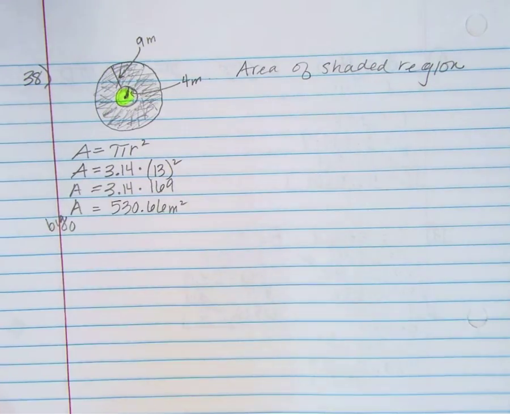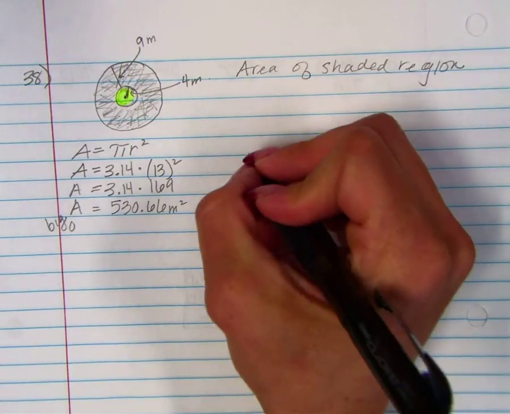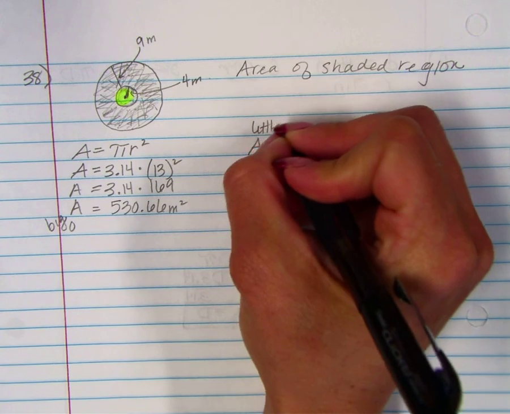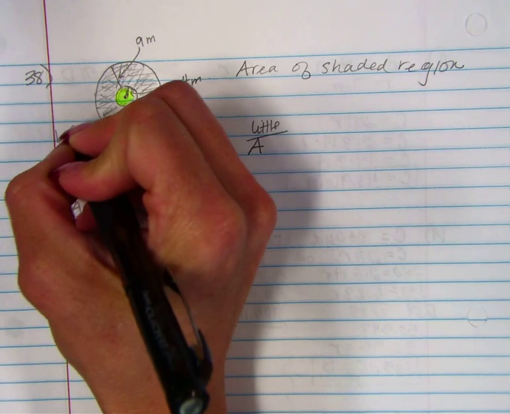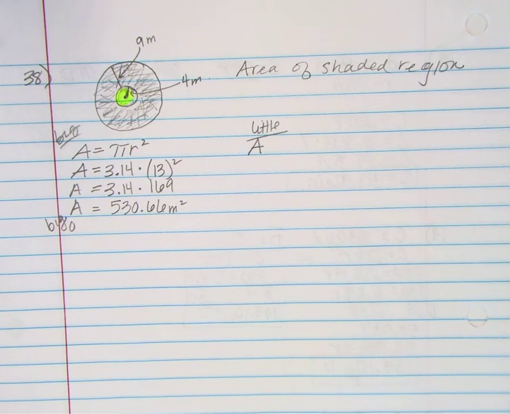Okay, so I'm going to make myself a little note. Now I'm going to find the area of the little circle. Should you box it? You can, but it's not my final answer. Okay, so now I'm going to find the area of my little circle.